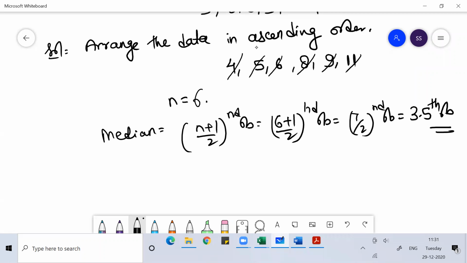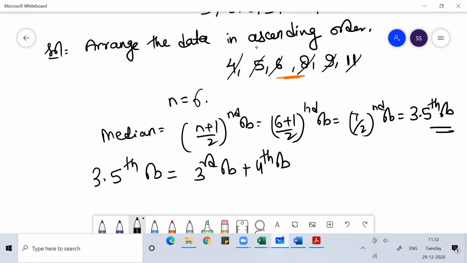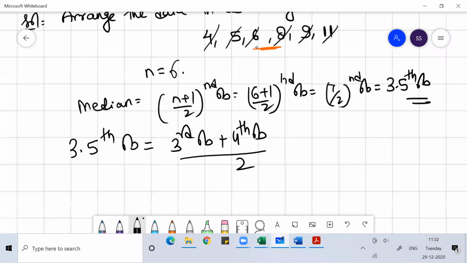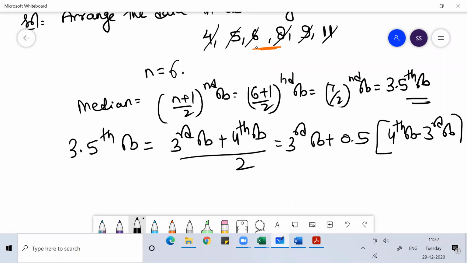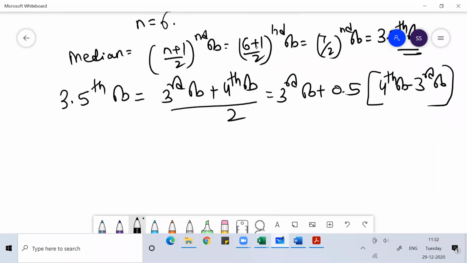So what is the 3.5th observation? The answer is 7. Right now you may not be able to understand how the answer is 7, so I can tell you the formula. The 3.5th observation is either the third observation plus the fourth observation divided by 2, or you can say it is the third observation plus 0.5 into the fourth observation minus the third observation. That will give you the median.